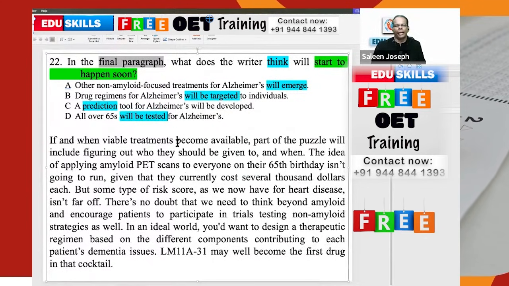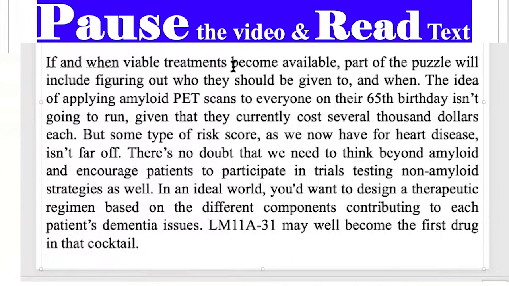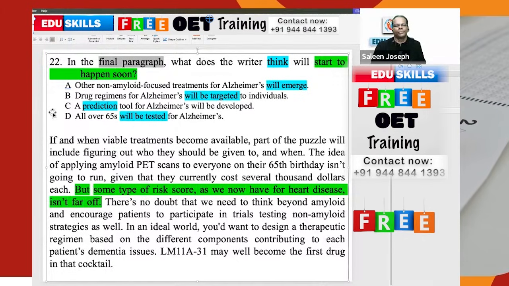One minute for you to read. Please read the text. Got any idea? A prediction tool for Alzheimer's will be developed. Option C, Father. Okay, a prediction tool for Alzheimer's will be developed.